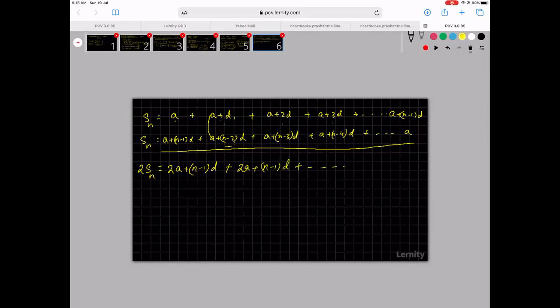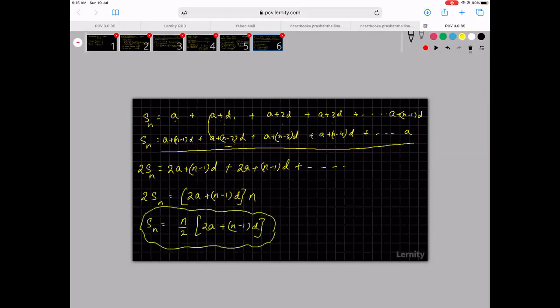So I can say 2 times Sn is equal to 2a plus n minus 1d. But how many terms will be there? Because there are n terms, there will be n such things. So Sn is equal to n by 2 into 2a plus n minus 1 into d. So this is the sum of n terms of an arithmetic progression.